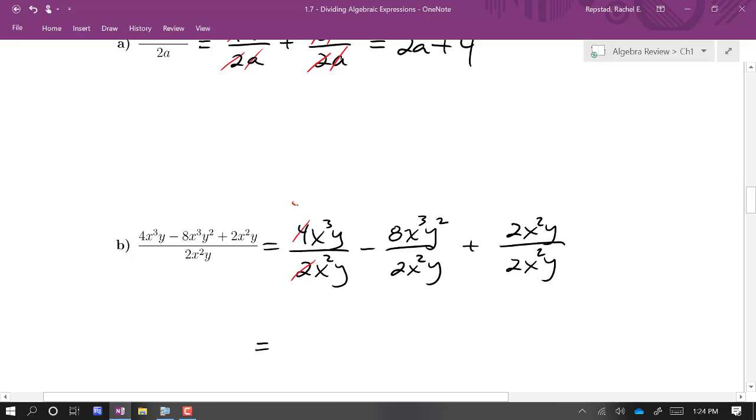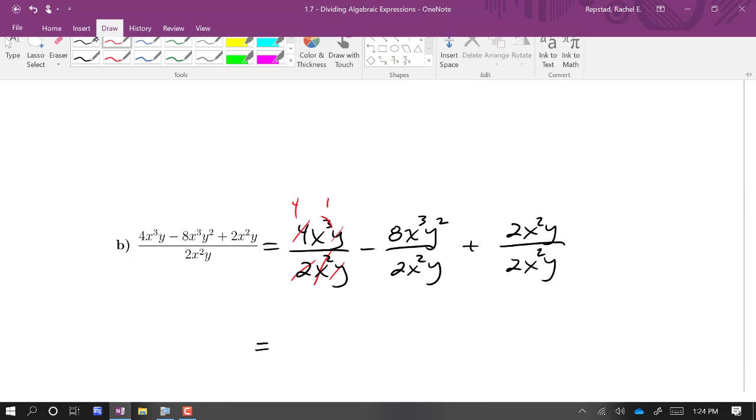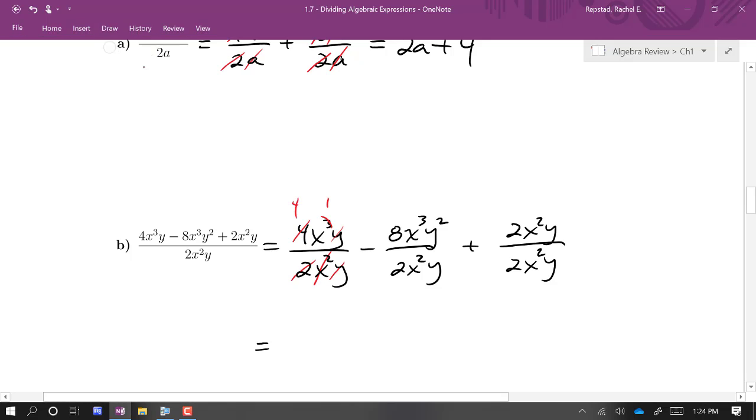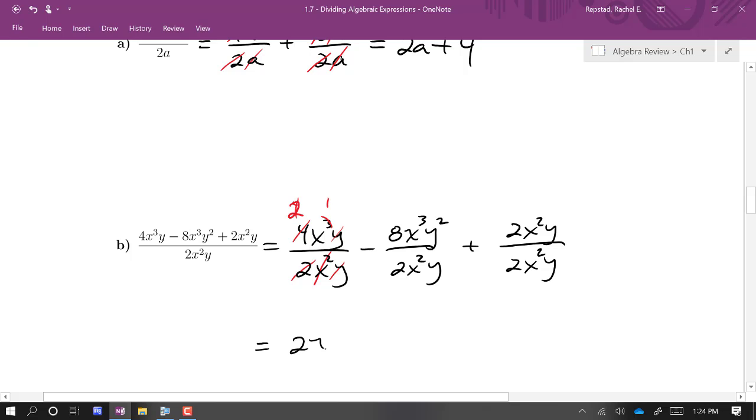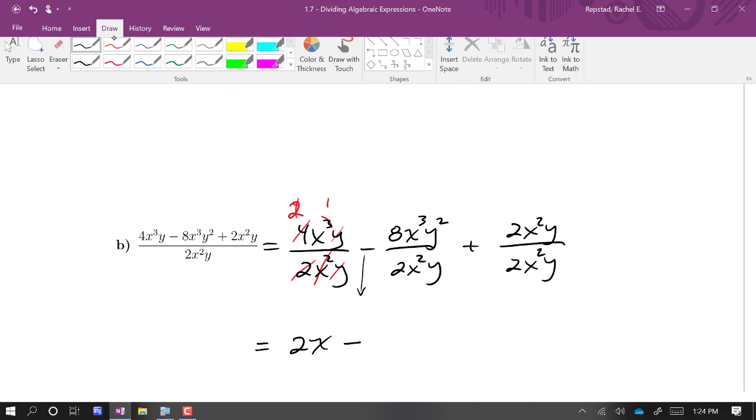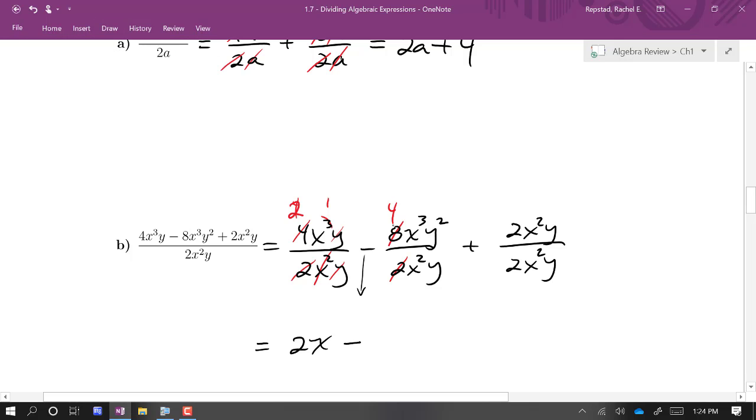So 2 goes into 4 twice. The x squared cancels, leaving us with just x to the first, and then those y's cancel. So this first fraction reduces to 2x. Bringing down the minus here, 2 goes into 8 4 times. X squared cancels, leaving us with just x to the first. Y cancels, leaving us with y to the first. So we have 4xy.